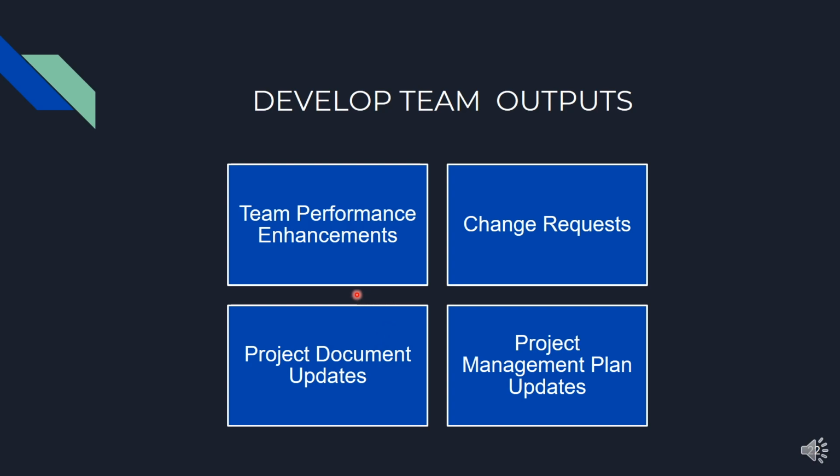Key outputs for the develop team process are team performance assessments, change requests, project document updates, and project management plan updates.